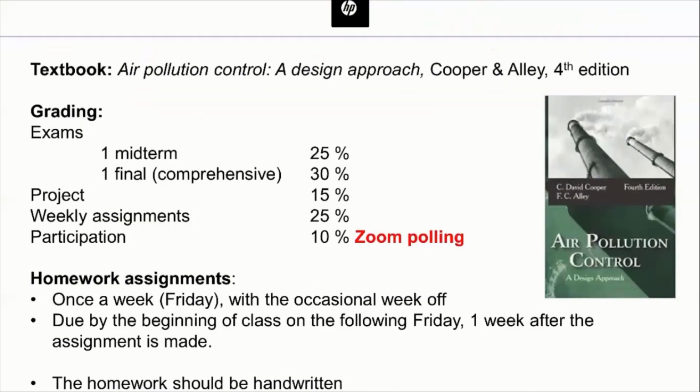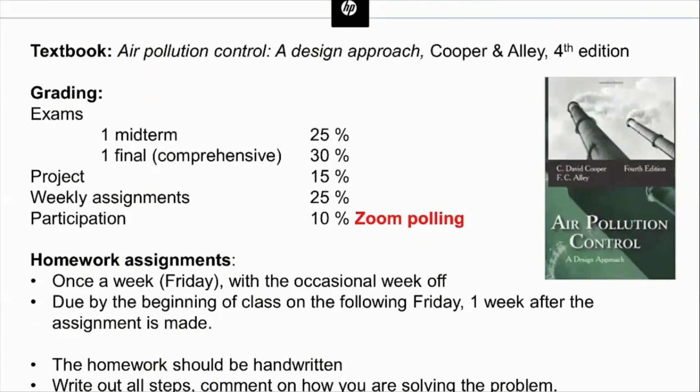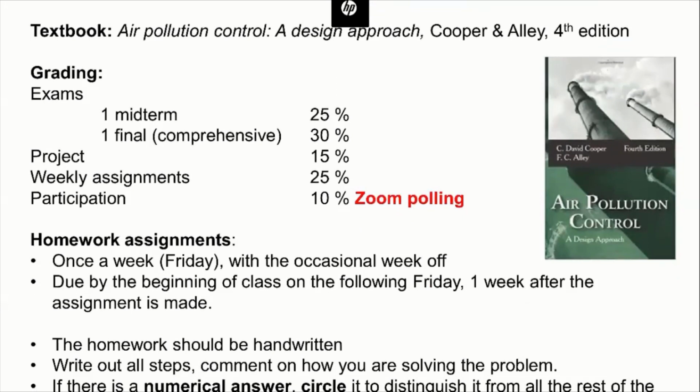So in terms of the textbook, we're going to learn from the air pollution control design approach, Cooper and Alley, 4th edition. Some of you also asked me whether you can use the 3rd edition. In terms of the course contents, I would say you can, because the contents are basically the same. But for the homework problems, since I will be assigning problem numbers at the back of each chapter, you probably want to have a friend or a few friends who have the 4th edition, so you know which problem we're talking about, okay?